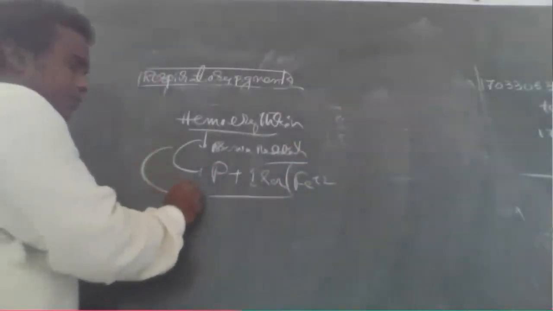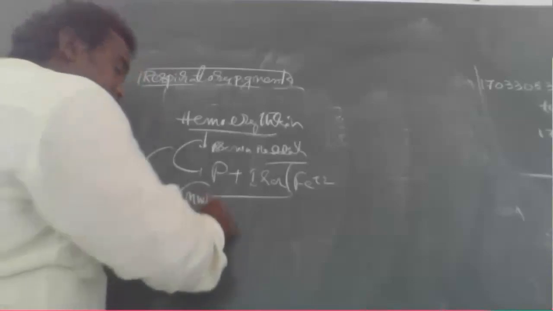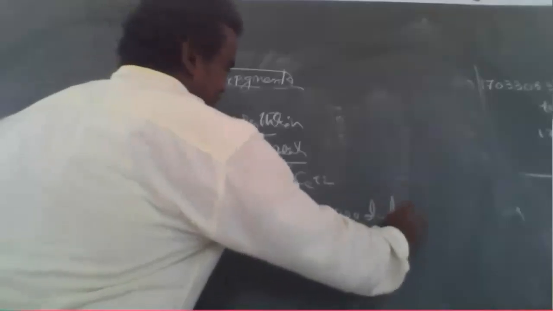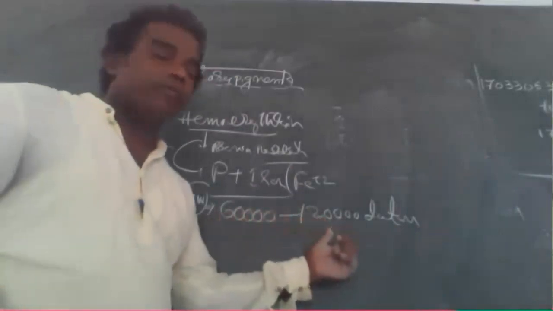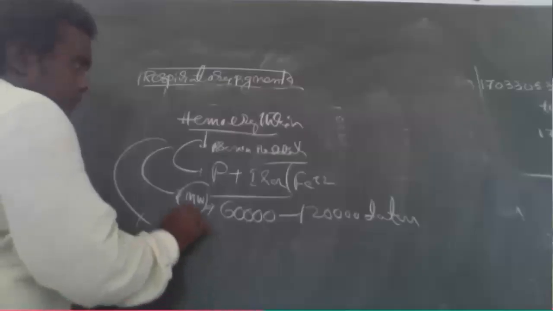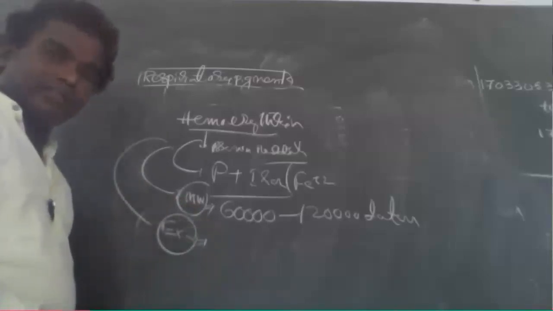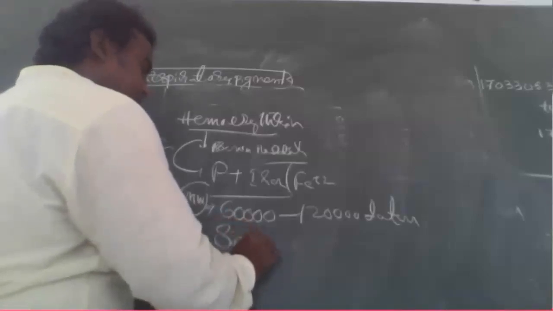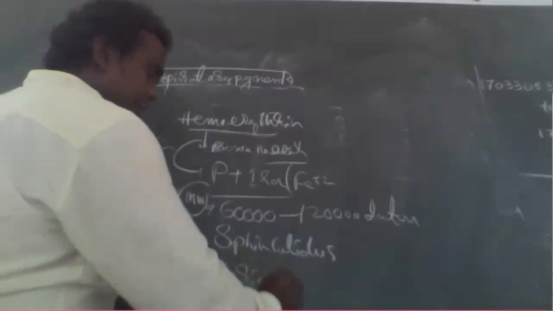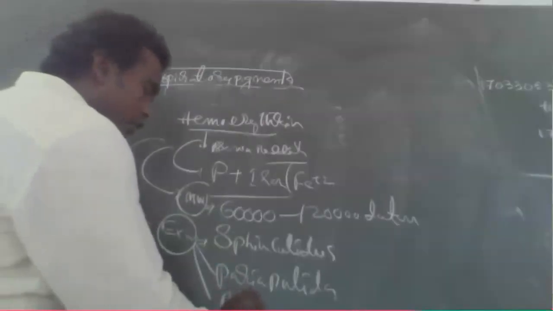Hemoerythrin molecular weight is very important. That is 60,000 Daltons to 120,000 Daltons. Okay, this is important. And the examples of hemoerythrin: Sipunculida, Priapulida, and Brachiopoda also.